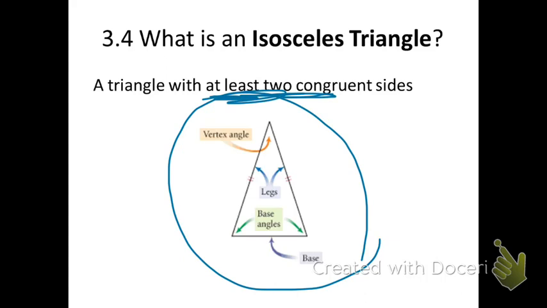So you can look at it as you've got the base, which is parallel to the bottom of the page. Your two legs are the two congruent sides. The base angles are the two angles touching the base. And the vertex angle is the angle opposite the base.